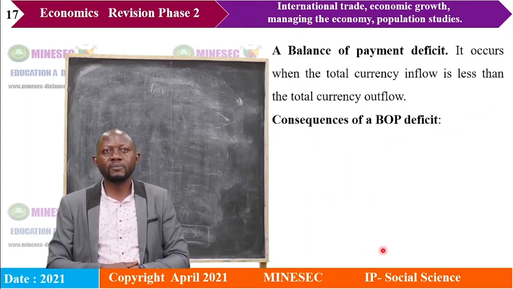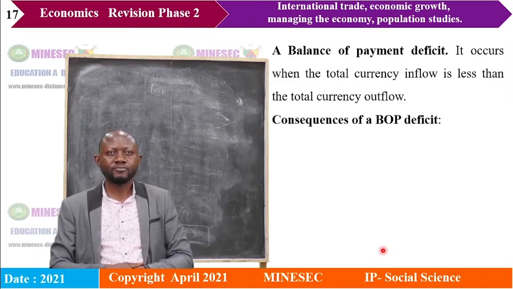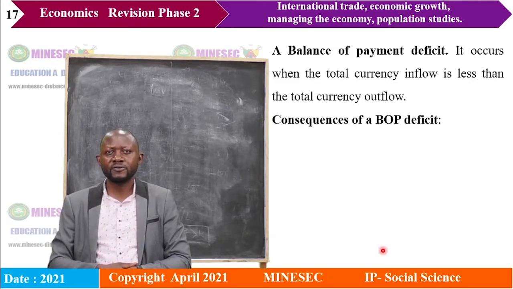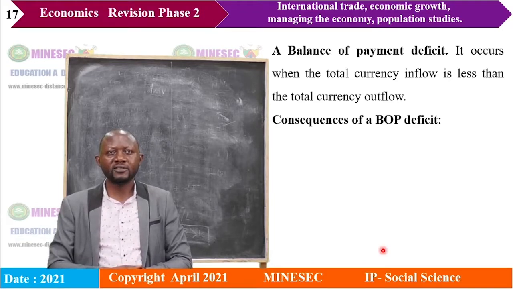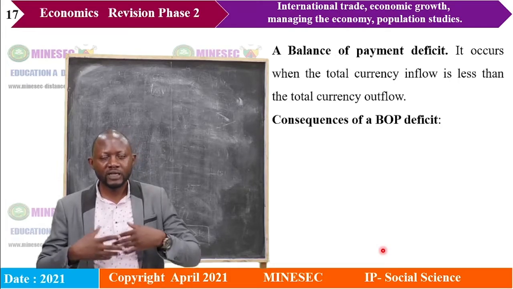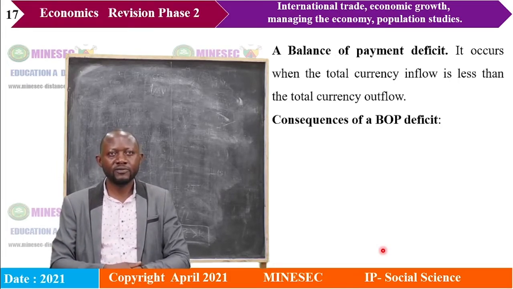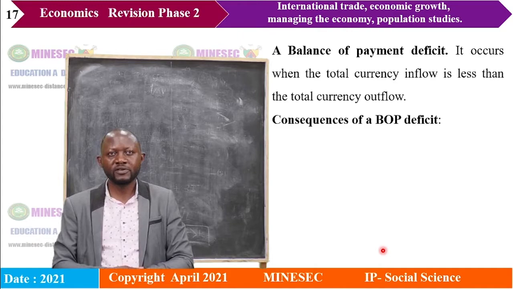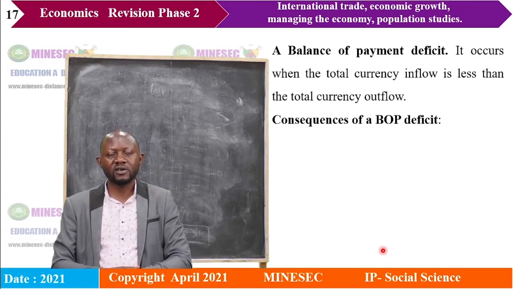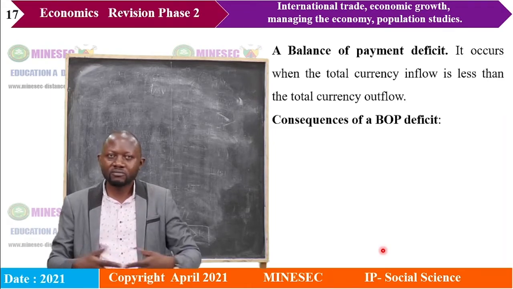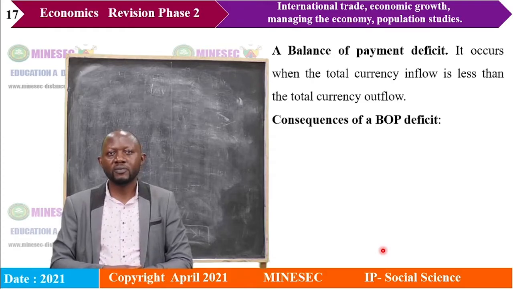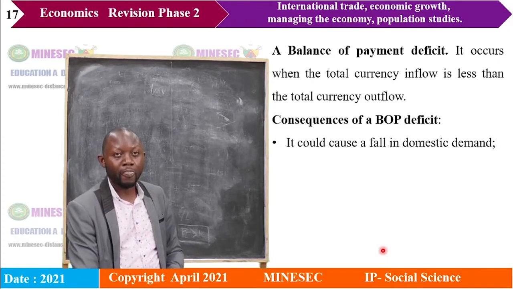Now let's go to the balance of payment deficit. It occurs when the total currency inflow is less than the total currency outflow. Or better still, outflow of currency is more than inflow. That's the balance of payment deficit. Now, a persistent balance of payment deficit has serious negative effects on the economy. Let's look at the consequences of the balance of payment deficit.